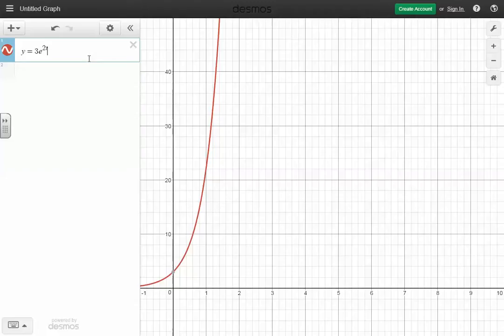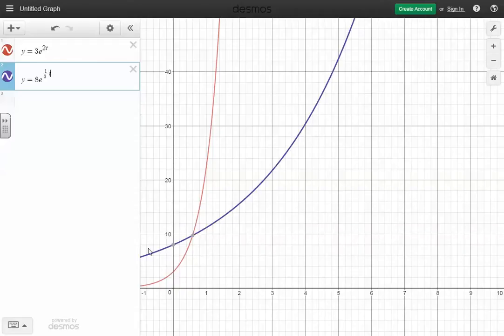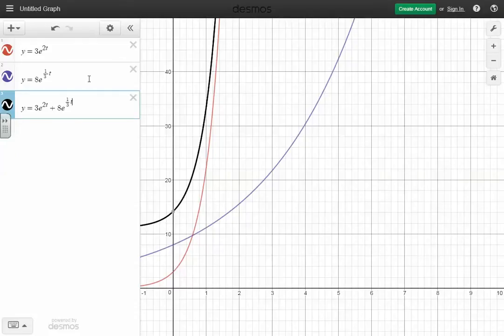Now that's one exponential, right? And of course ours in general has two different exponentials. So let me put in another one. Let's say 8e to the 1/3 t. Okay, so that also is an exponential. It doesn't grow quite as fast because it's 1/3 t as opposed to 2t. Right. So now if we add two of these together, 3e to the 2t plus 8e to the 1/3 t, this is the black one.